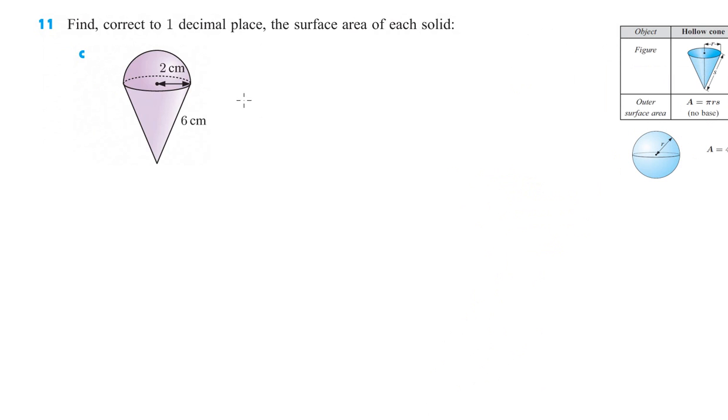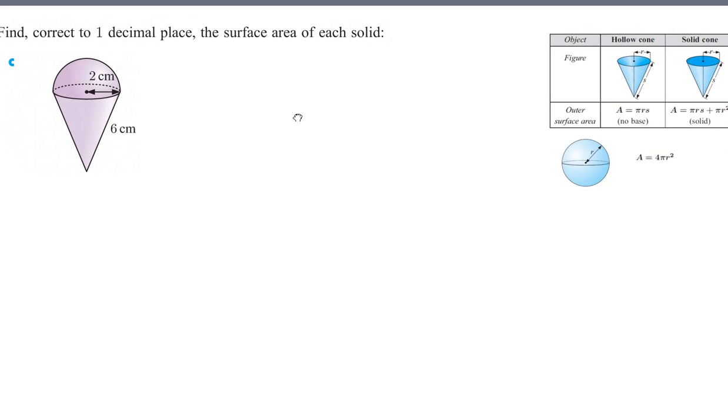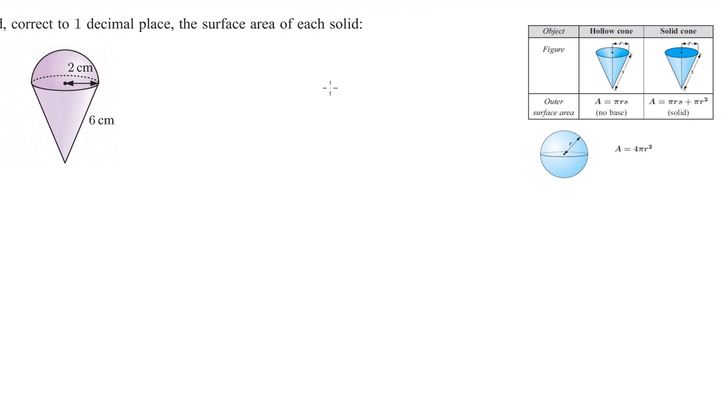All right, next one we have, number 11. Find correct to 1 decimal place the surface area of each solid here. So, look, we've got a cone and a cylinder, half a semi-sphere on top of that, basically like a little ice cream cone. Okay, so what we want to do is we are going to have just the hollow cone, and then this like half of the sphere, so hemisphere, right? So we are going to add those two pieces together.